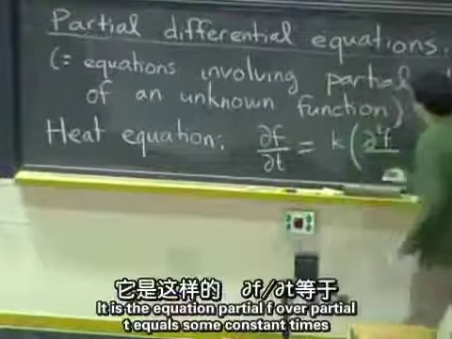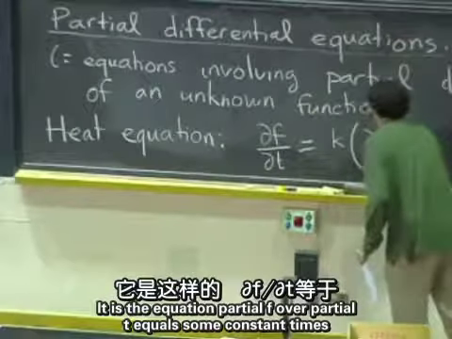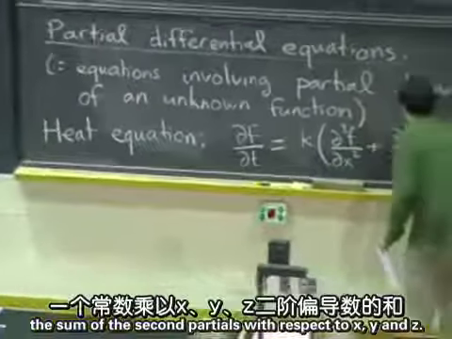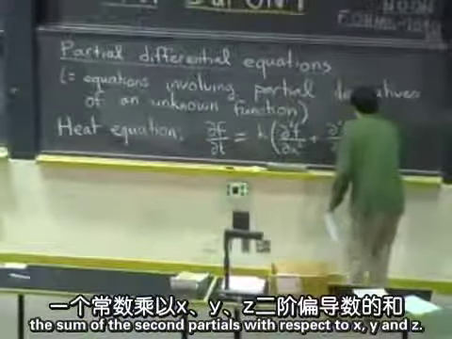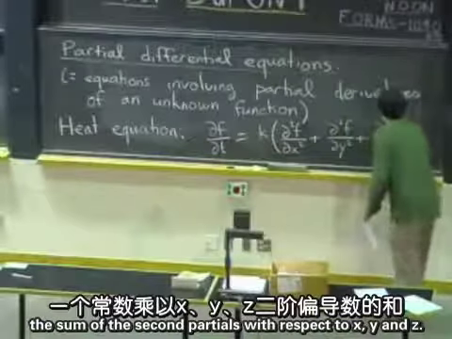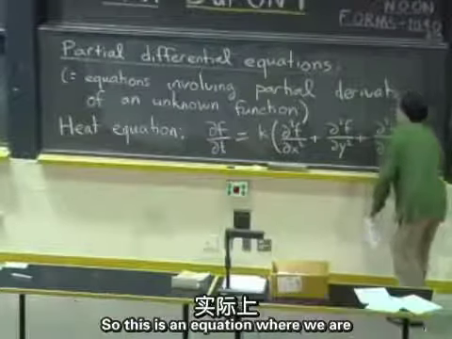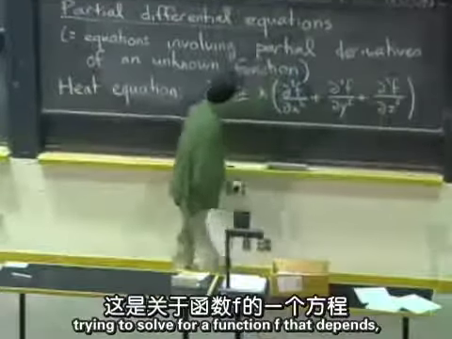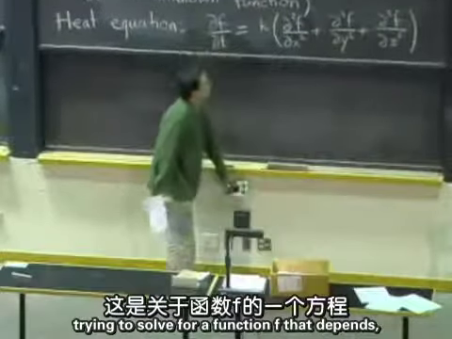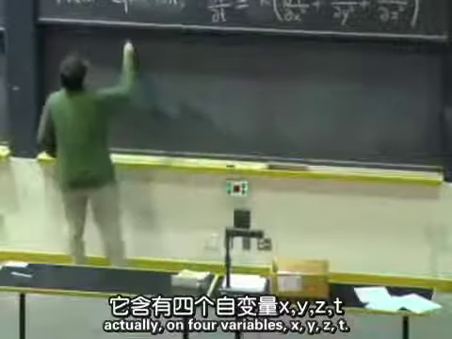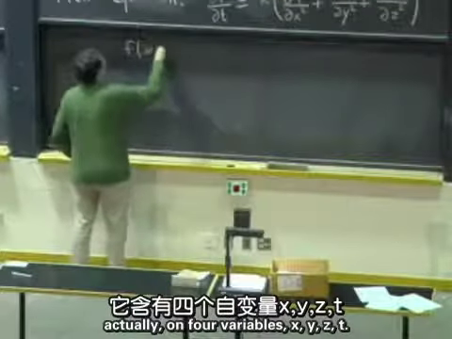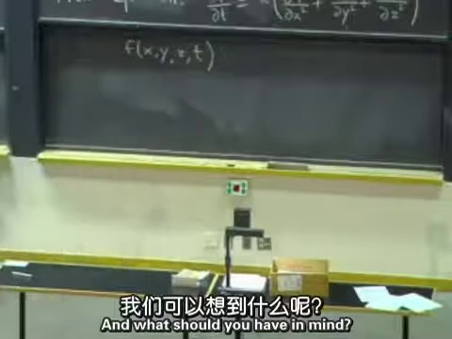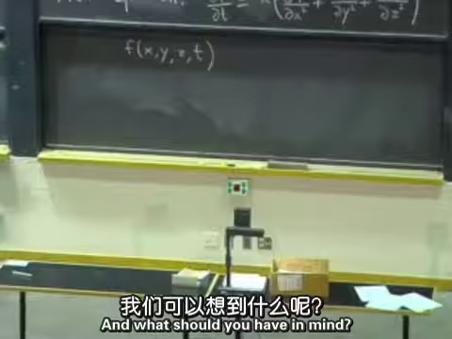It's the equation partial f partial t equals some constant times the sum of the second partials with respect to x, y, and z. So this is an equation where we're trying to solve for a function f that depends actually on 4 variables, x, y, z, and t. And what should you have in mind?